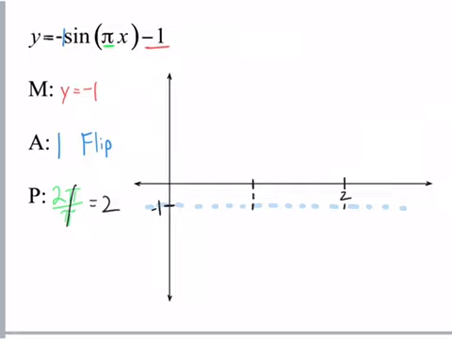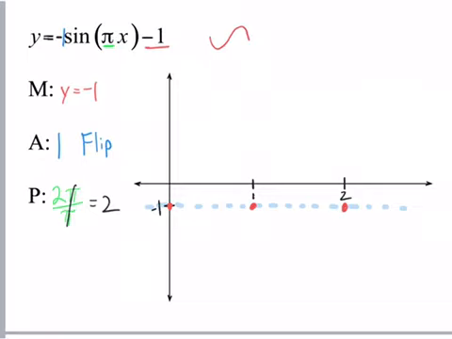Next, before we start applying the amplitude, let's put some dots. A sine graph looks like an S, but since it's a negative sine graph, instead of going up first, it's going to go down first. So it looks like an S, but it goes down and then goes back up. So we're going to start here at 0, so that means we're going to end at 0, and sine always hits smack in the middle. It hits 3 times.